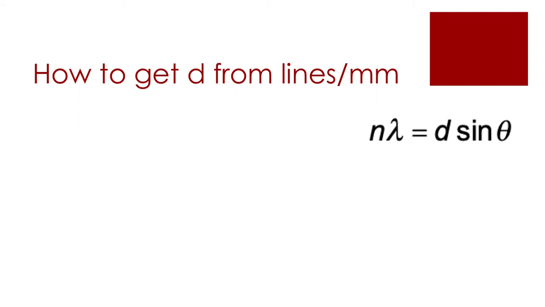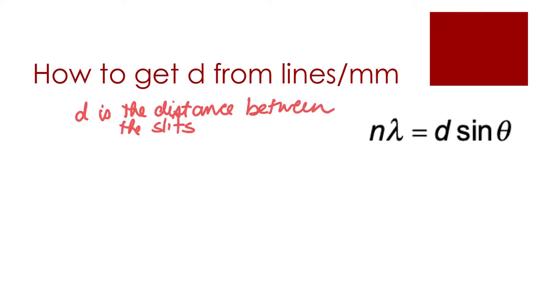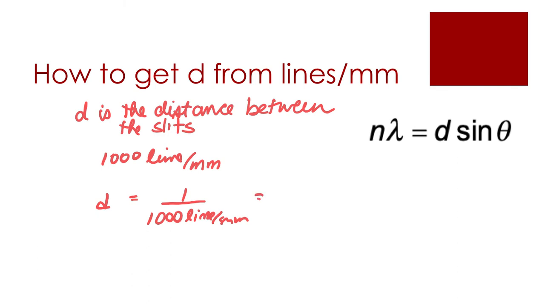So d has to be the distance between our slits. But in my picture before, I said I had 1,000 lines per millimeter. That's not the distance between the slits. If I want that, I'm actually going to need to have 1 over 1,000 lines per millimeter. Now, if I use our fractions, you invert and multiply, this will become 0.001, and it will be millimeters between my slits.